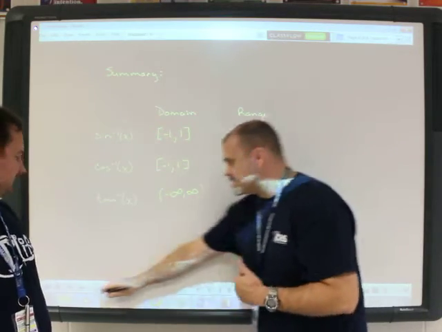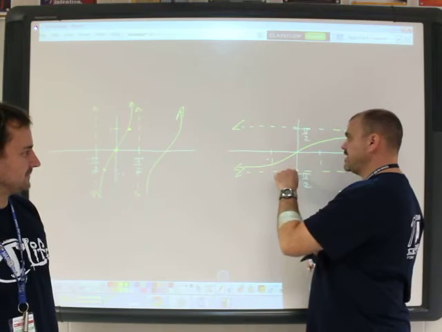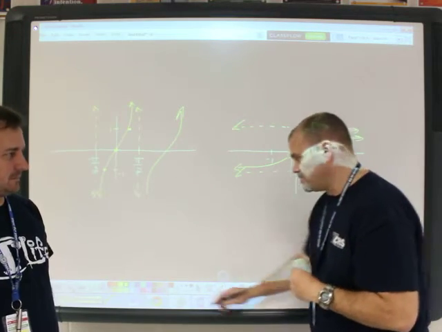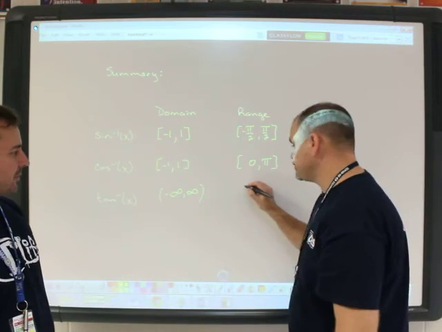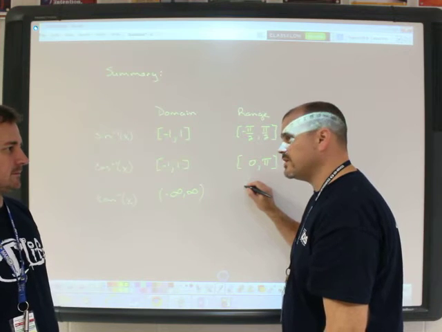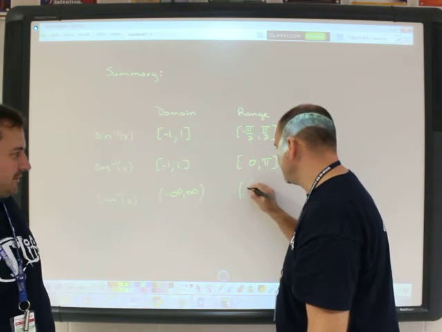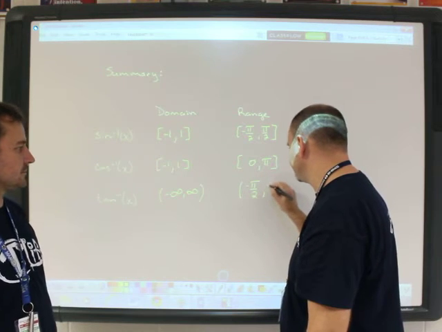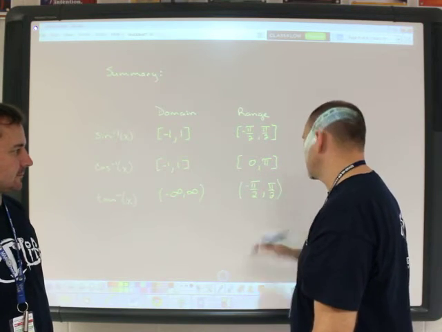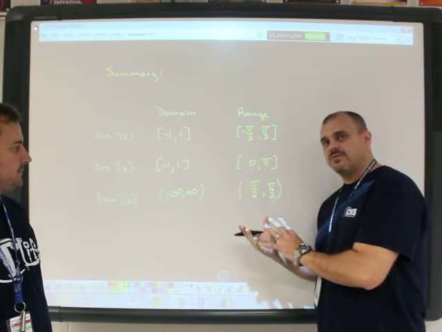Well, if you remember, just backing up one slide, it's negative pi over 2 to positive pi over 2. But that's where our asymptotes were. So I don't get to put a bracket? No. Use a parentheses. Okay, so this is the summary you're looking for.